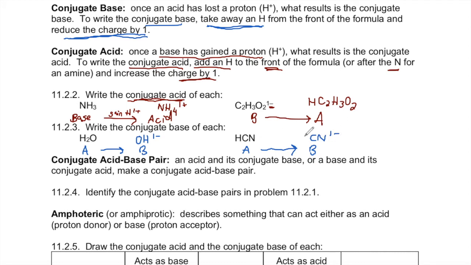So we're starting with 0. It becomes a -1. The things that we have just drawn are conjugate acid-base pairs. So it's the same species before and after losing a proton. The acid before it loses a proton and the base after it loses a proton would be a conjugate acid-base pair. So let's go back to problem 11.2.1 and identify the conjugate acid-base pairs.